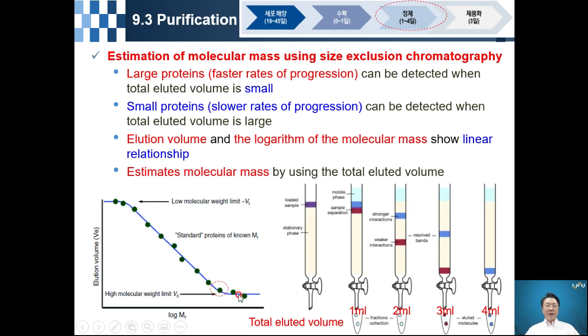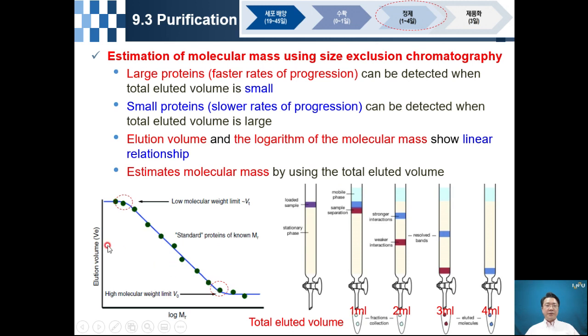However, small proteins, which exhibit a slow rate of progression, can be detected when the total eluted volume is very large. So when the total eluted volume is very large, in this case we can detect the small size proteins. People found that the elution volume and the logarithm of molecular mass show a linear relationship.